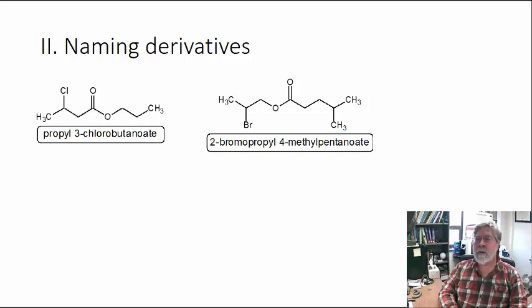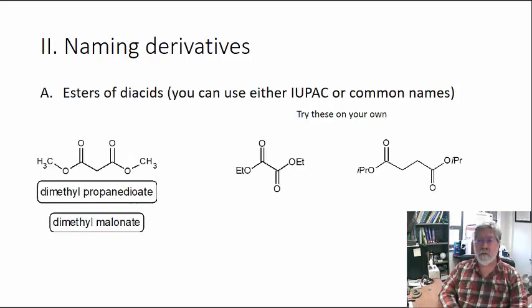So when you're naming esters that have halide or other substituents on either the alkyl group or the acid group, make sure that the substituent on the acid remains with the acid name. Like in the first one, it's chlorobutanoate. And if the substituent is in the alkyl group, then make sure that stays with the alkyl name, like in the second structure, bromopropyl. Onward to a couple of other names.